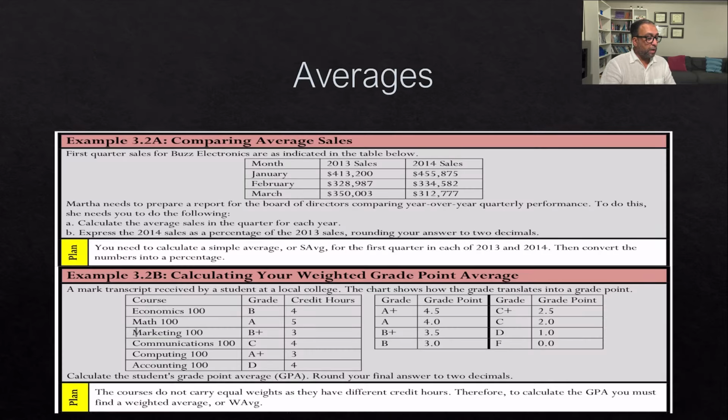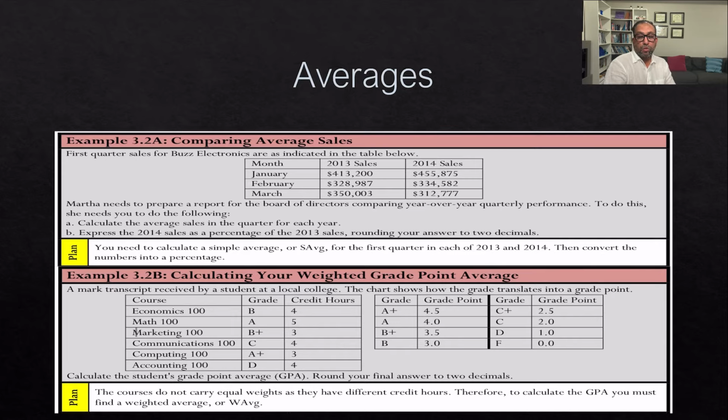So if we go back and we want to do the second question, which is B here. What it is saying is that we want to calculate the weighted average. Here we see that there are different subjects, and each subject has different credit hours, and credit hours are the weight we can give to these courses. So economics 100 has a credit hour of 4 hours, and math is 5 hours, marketing 3, communication 4, computing 3, accounting 4, and we know the grade points here as well, like A, B, C, and D.